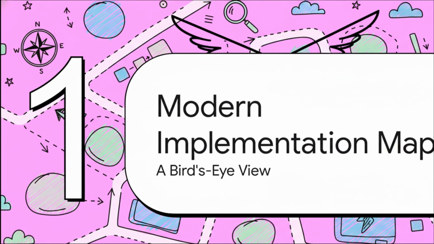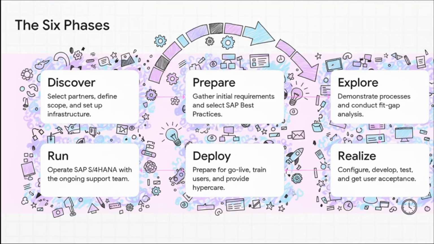What does this modern implementation map actually look like? The whole SAP Activate journey is broken down into these 6 distinct phases. Each one has a super clear purpose, and it logically guides the project from just an idea all the way to a system that's up and running. So let's start at the very beginning.